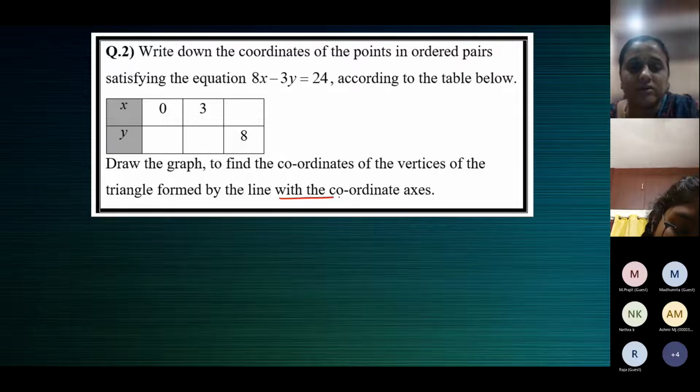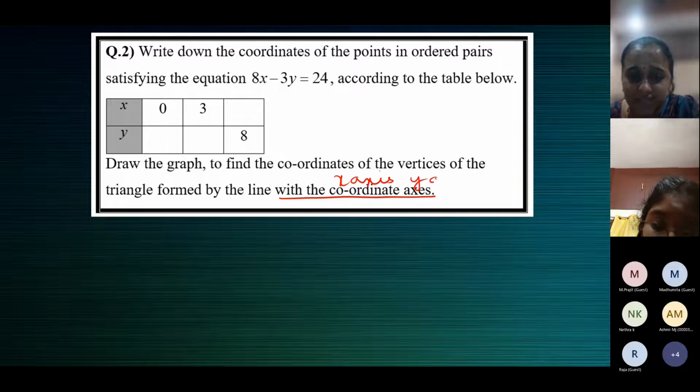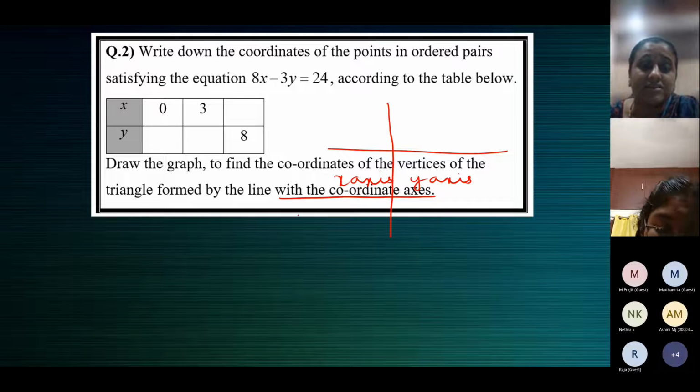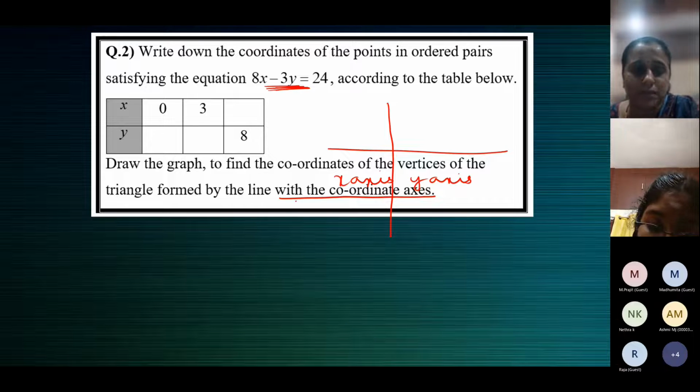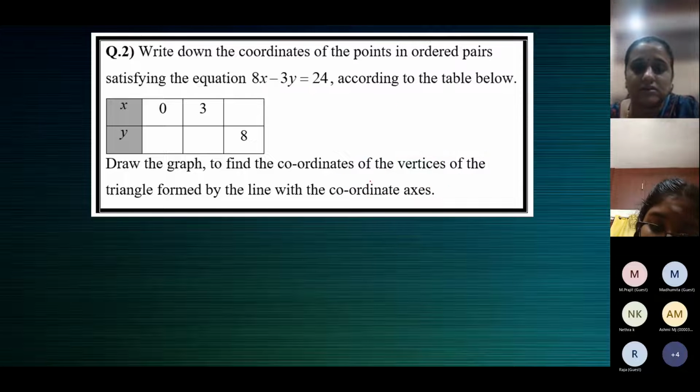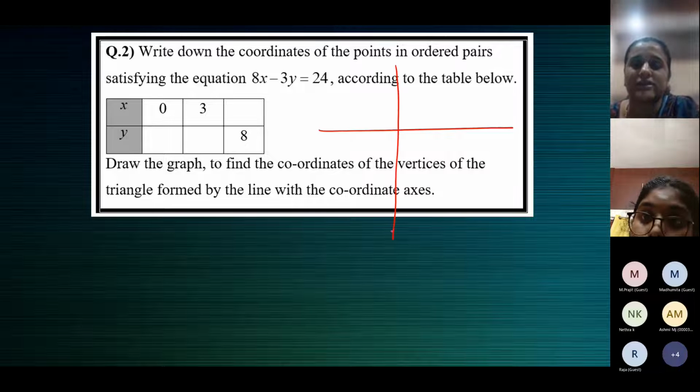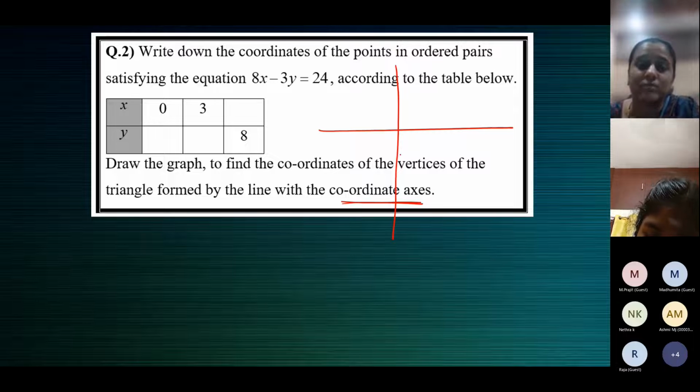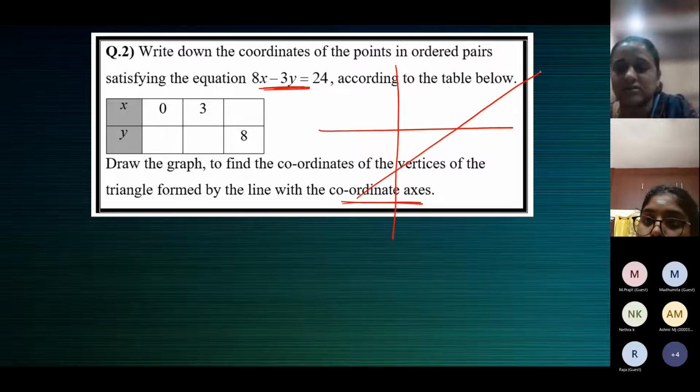So with the coordinate axis, meaning with the x-axis and the y-axis. The x-axis is a straight line, the y-axis is a straight line, and there is another straight line formed by the graph of this equation. Then there is one more line, which is the graph of this equation. So I just saw it goes like this.